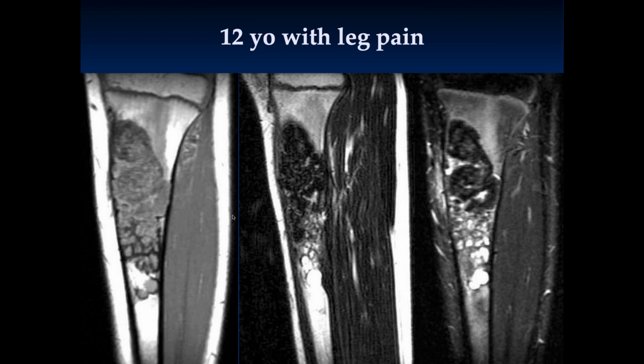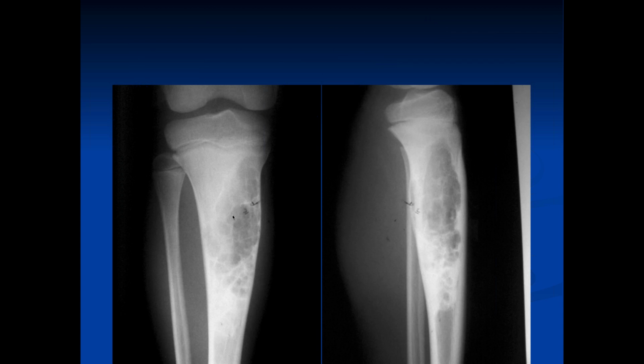So a 12-year-old with leg pain, you see a multiseptated heterogeneous expansile lesion here. I think there are some cystic components inferiorly, and it's involving the metadiaphysis. There are areas of sclerosis on the radiograph. Again, a pretty wide differential, but what are the lesions we think about in the tibia? We think about adamantinoma, fibrous dysplasia, and osteofibrous dysplasia.